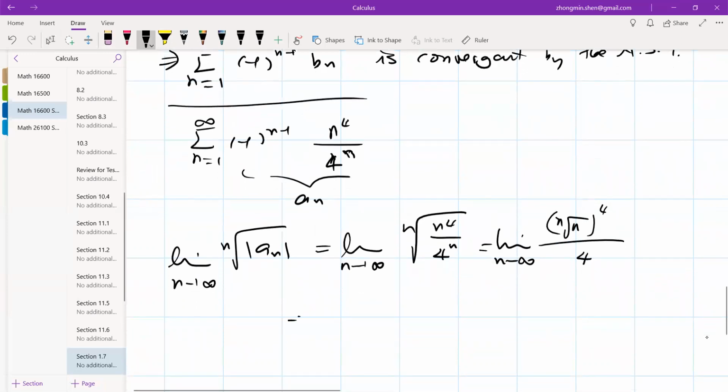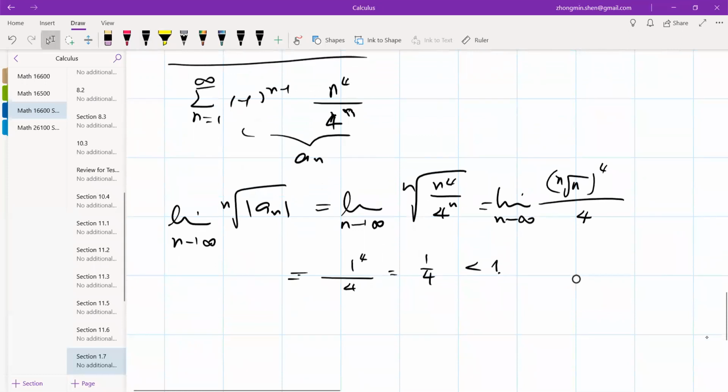So the numerator, the limit of the nth root of n, is going to be 1 to the fourth power. The denominator is 4, so it's a quarter. 1/4 is less than 1.